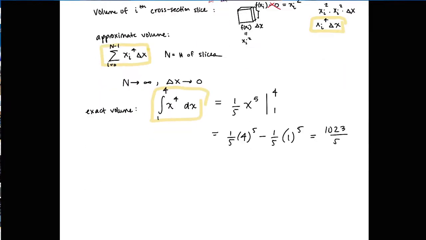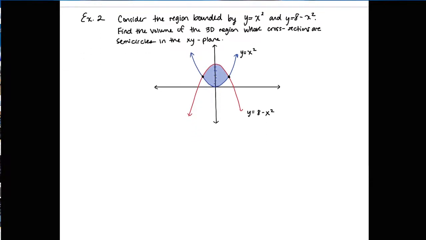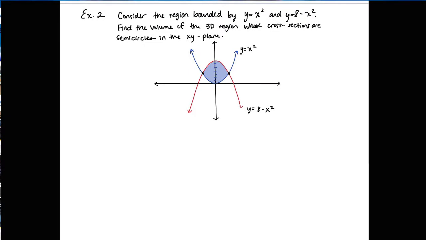Let's go ahead and take a look at another example here. So let's consider the region bounded by y equals x squared and y equals 8 minus x squared. We are going to find the volume of the 3D region whose cross sections are semicircles in the xy plane. Okay, so if cross sections are semicircles, what that is going to look like is if we had our little rectangle here, the ith rectangle, we drew it in, that is going to be the bottom part of a semicircle.